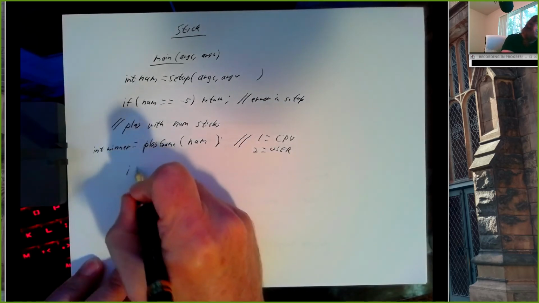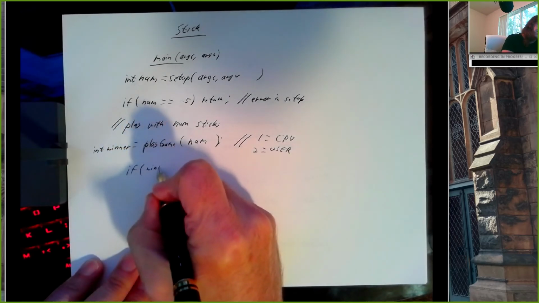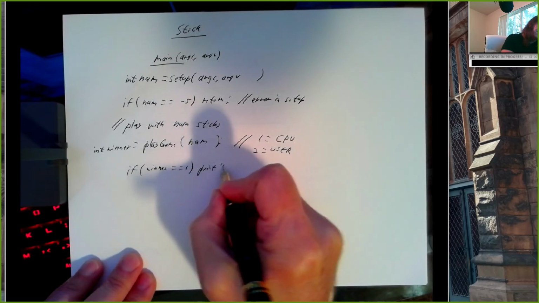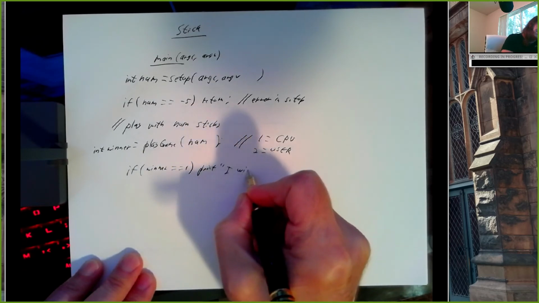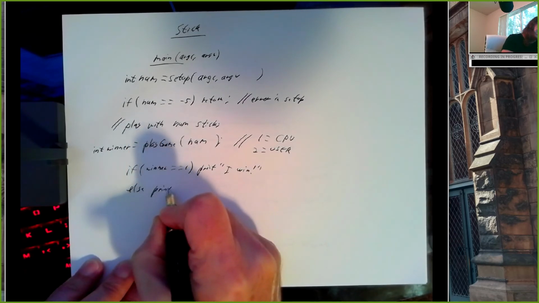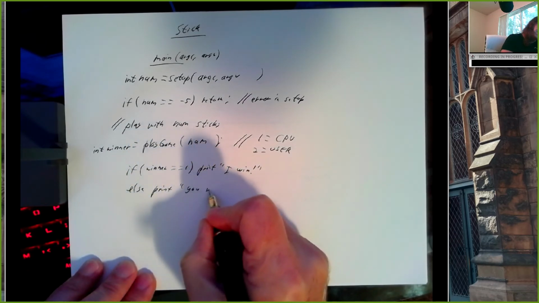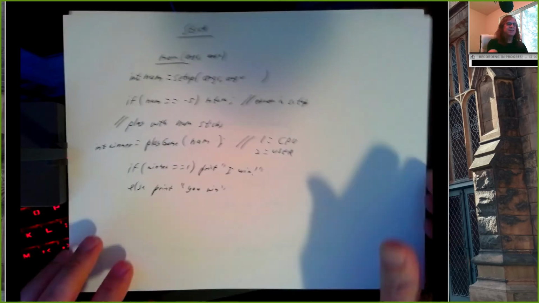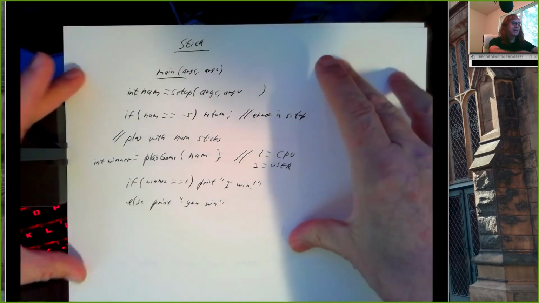And so now I can say, you know, if winner equals 1, print I win. Else print you win. There's my whole main program. So this is top-down programming. The idea is that, you know, this is my entire stick game.